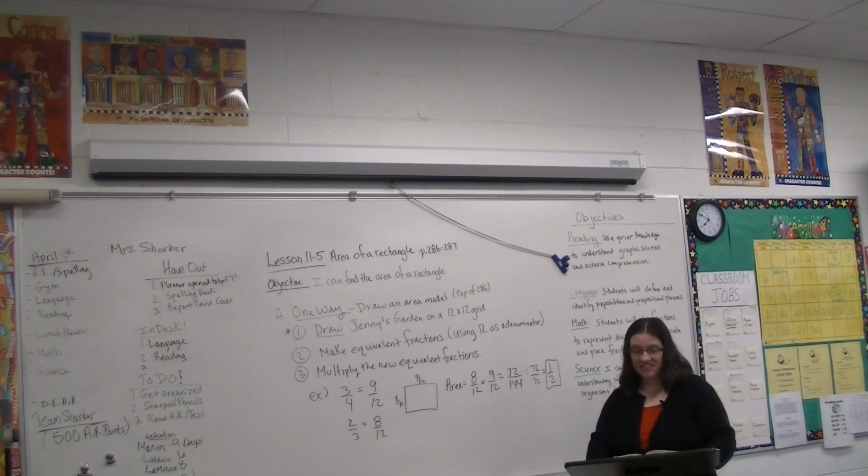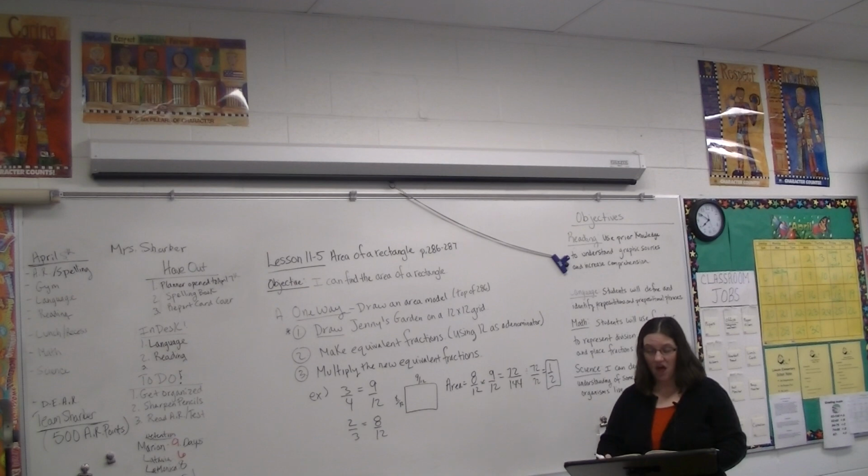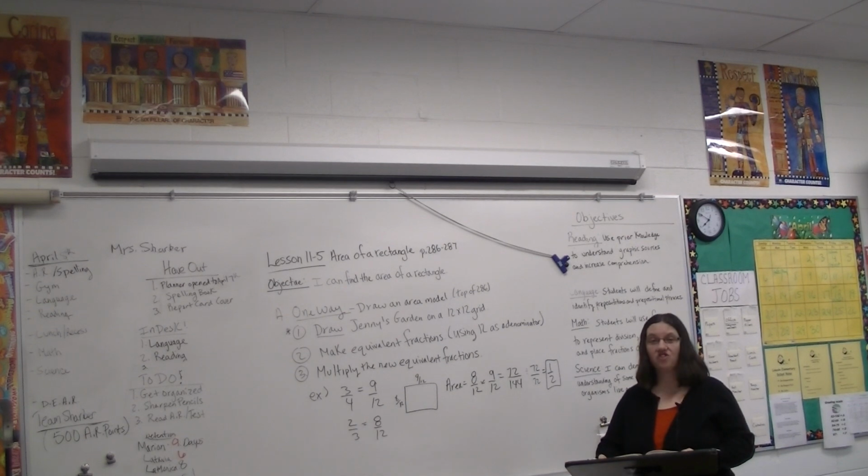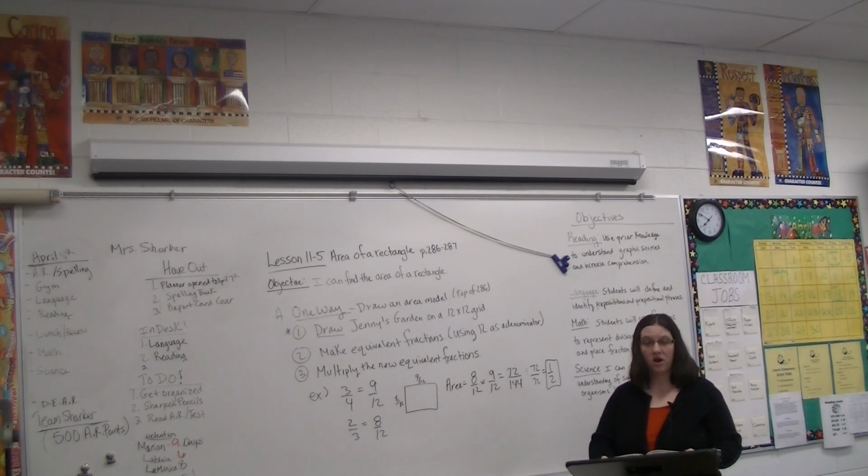Okay, moving along to the top of page 287, you have another way up there. I do not expect you to copy this one into your notes, but you may have that option. Let's just work through it together. It says, draw Jenny's garden as part of a square yard. Each small rectangle represents 1/12 of a square yard.